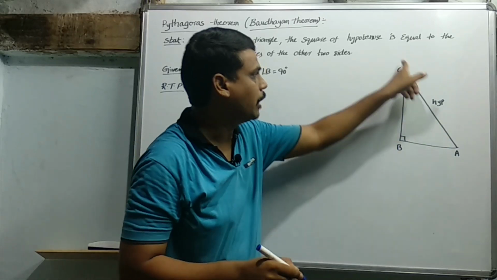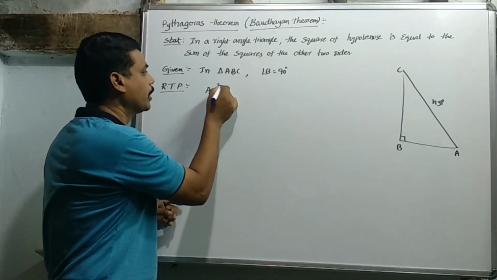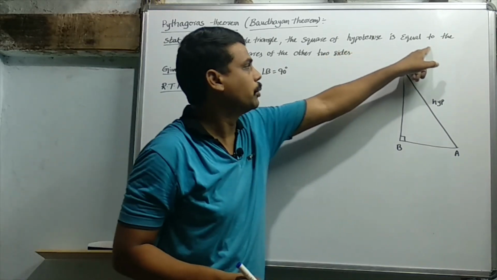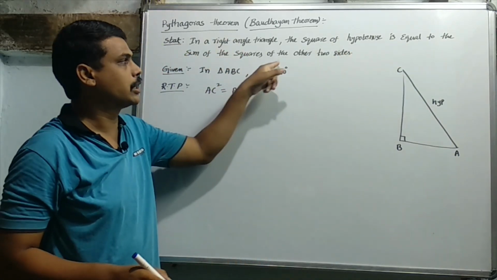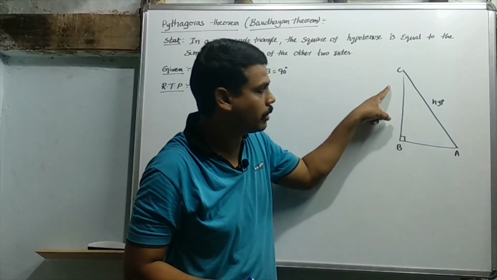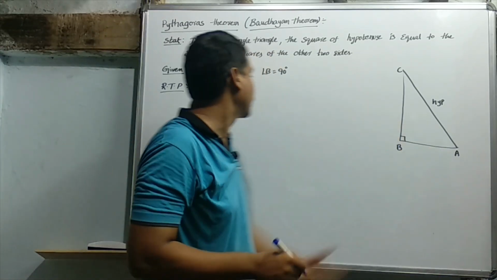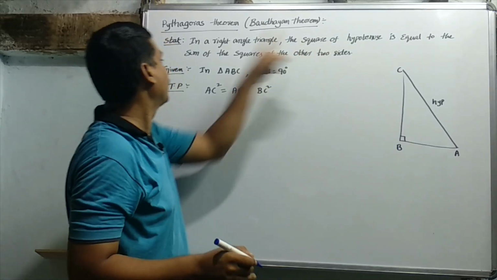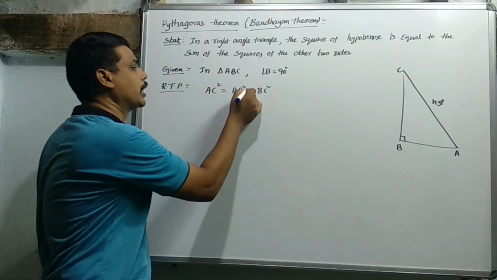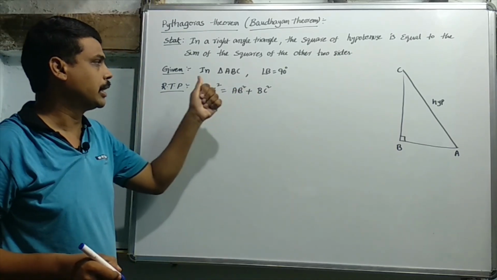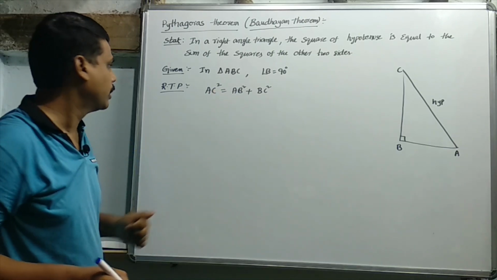So the square of the hypotenuse means AC square is equal to the sum of the squares of the other two sides. What are the other two sides? One is AB, another one is BC. So the squares are AB square and BC square, and the sum is given, so you take plus. So AC square is equal to AB square plus BC square.